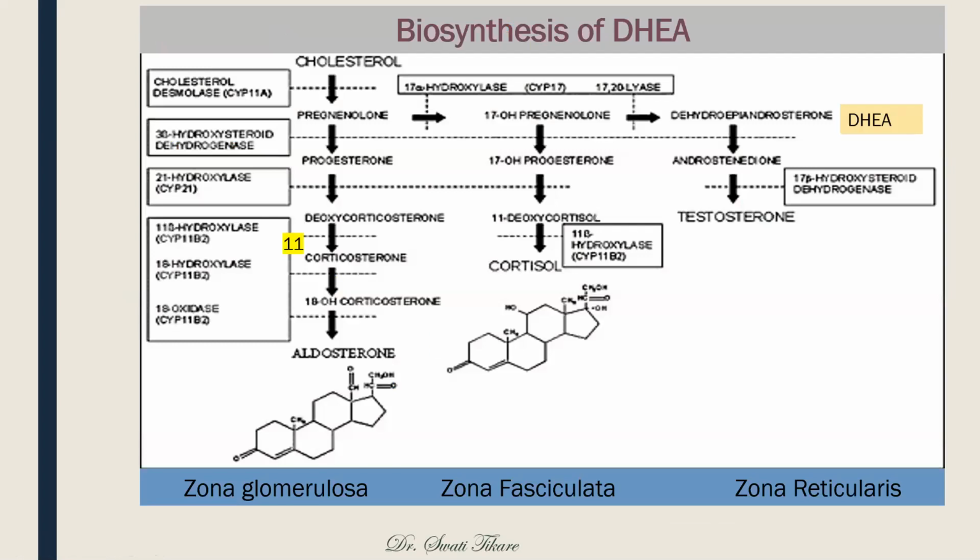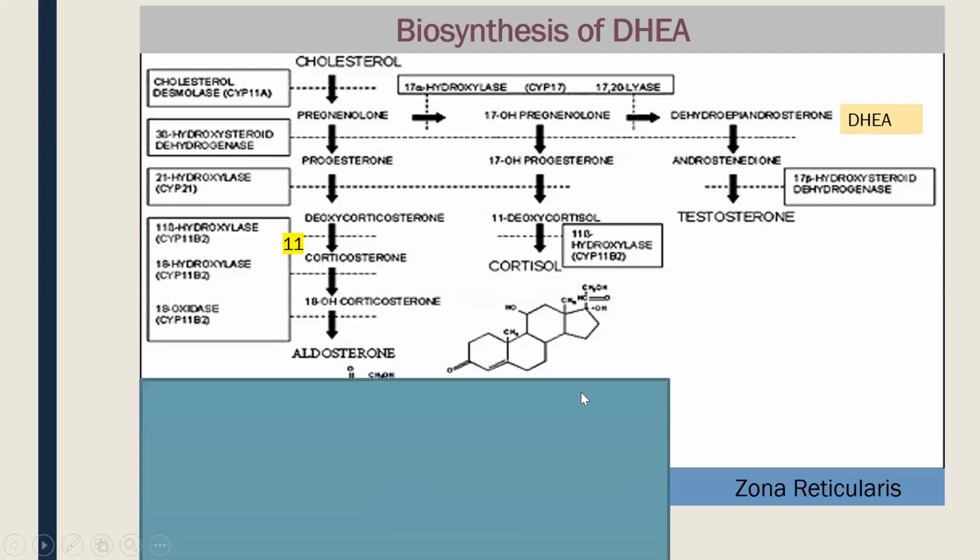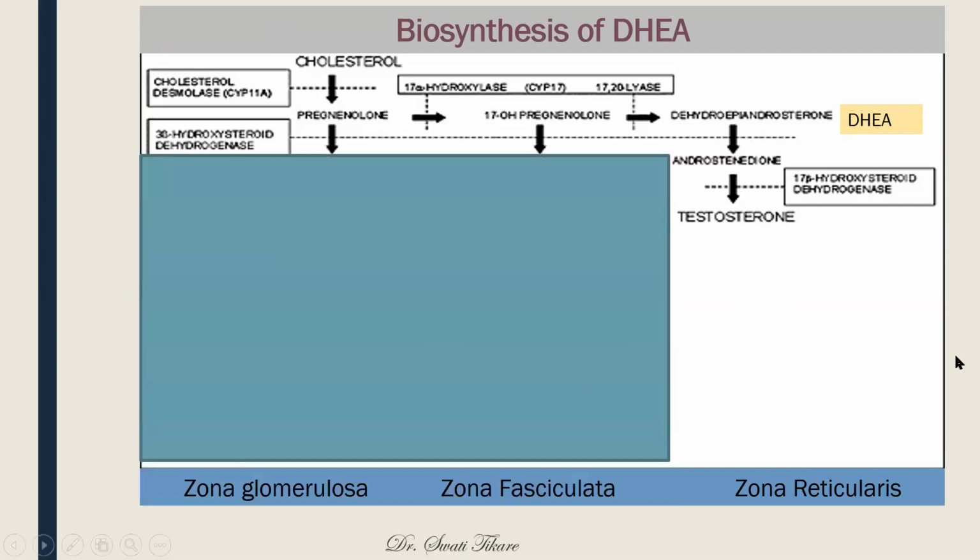Coming to the biosynthesis, all this is there. You people have already seen this diagram when we saw the glomerulosa producing aldosterone and fasciculata producing cortisol. But we will now concentrate on the zona reticularis. So I will close this part. Okay. So now we will come to what is required here.